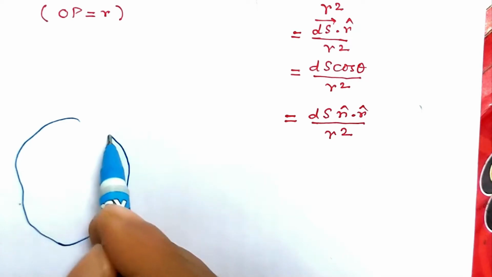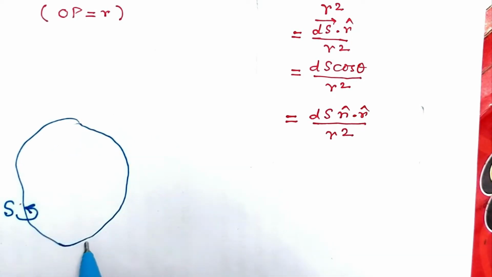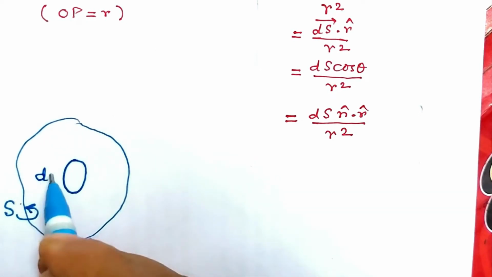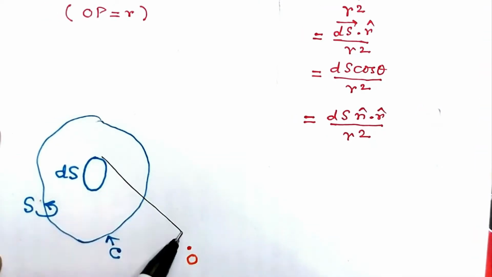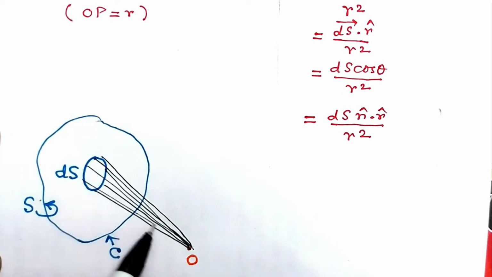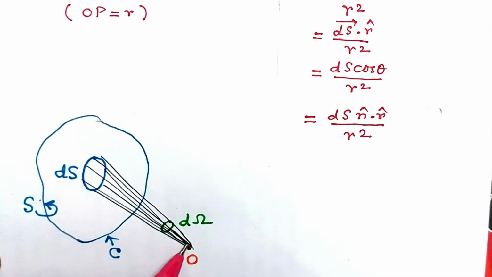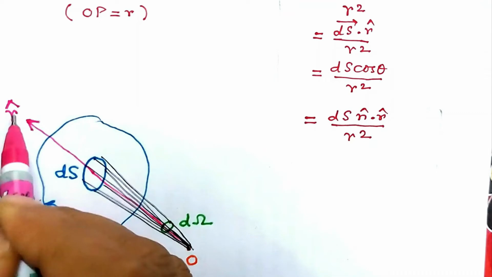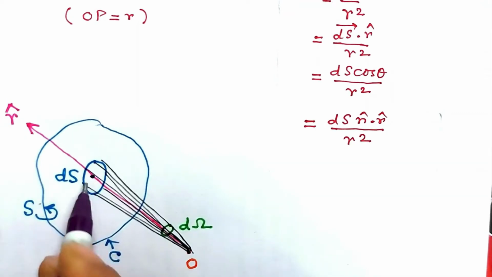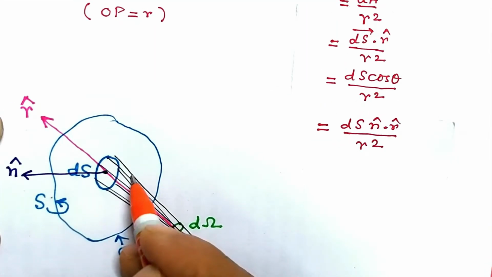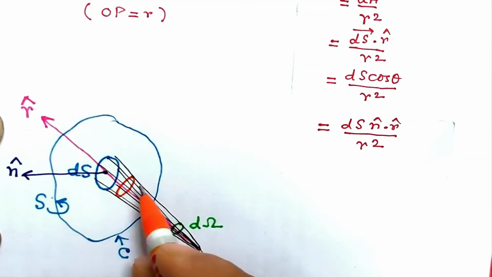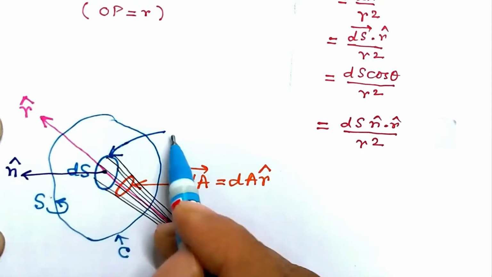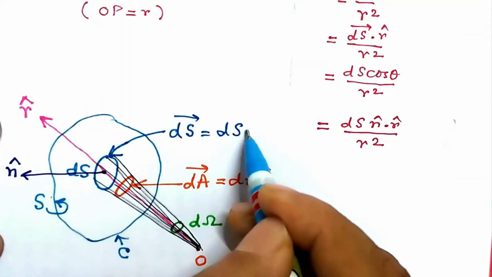Let us next consider a surface S, an open surface, the contour of which is C. Consider a surface element of S, call it ds. O is a point, and let us join the contour points of ds to generate solid angle d omega. Join O to the point where ds is situated, extend it, call it r hat, which is the radial unit vector. Normal to ds is n hat, and we imagine the surface element perpendicular to r hat. Call it vector dA equal to dA into r hat. This surface element is vector ds equal to ds into n hat.